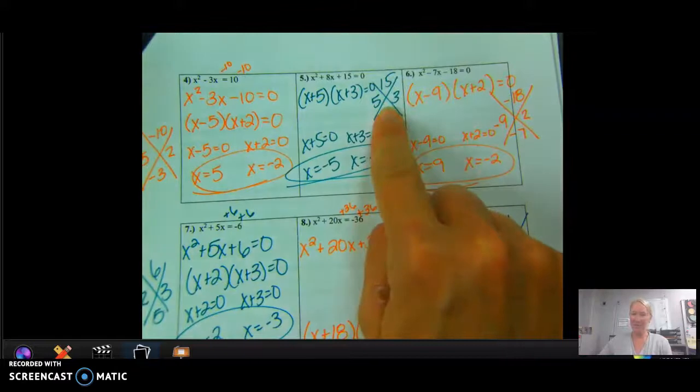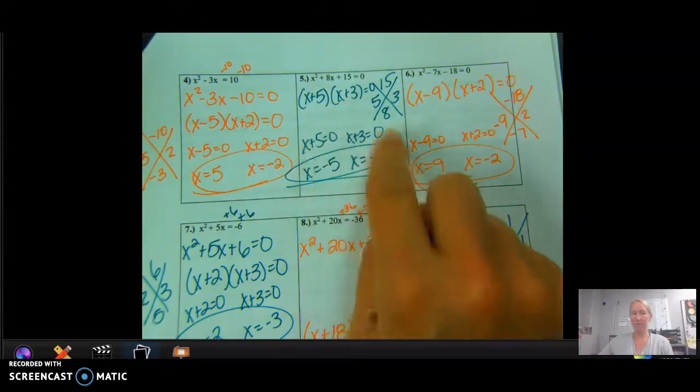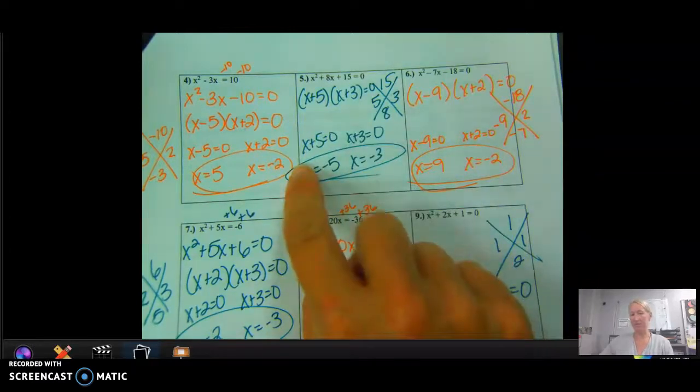Sorry. Okay, so 5 and 3. So I have x plus 5 and x plus 3 equals 0. I set both of them equal to 0, opposite operations to get x by itself, so x equals negative 5 and x equals negative 3.